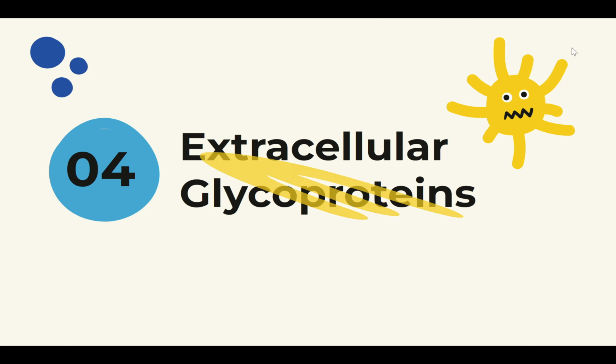Next, we'll be talking about extracellular glycoproteins, or in this case, antigens and other receptor proteins. These are important for the cell as it's able to communicate with other cells as well as create structure within the extracellular matrix and able to connect with cells to share nutrients and of the sort.